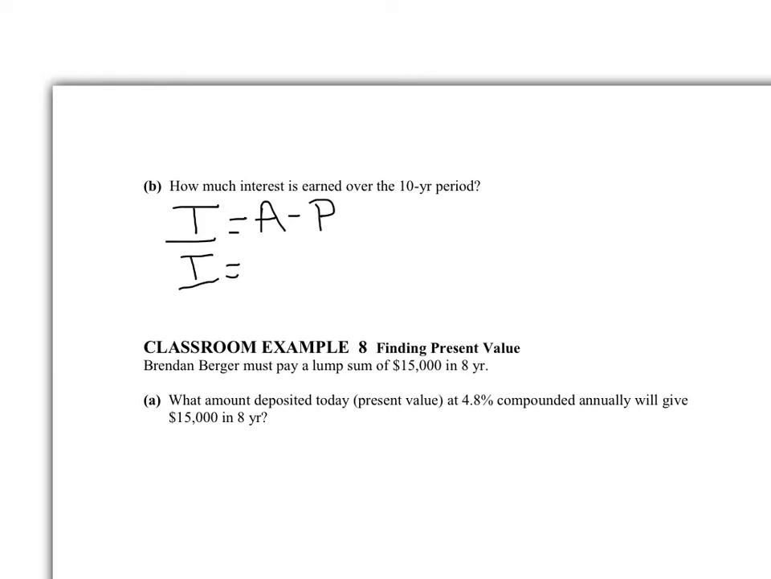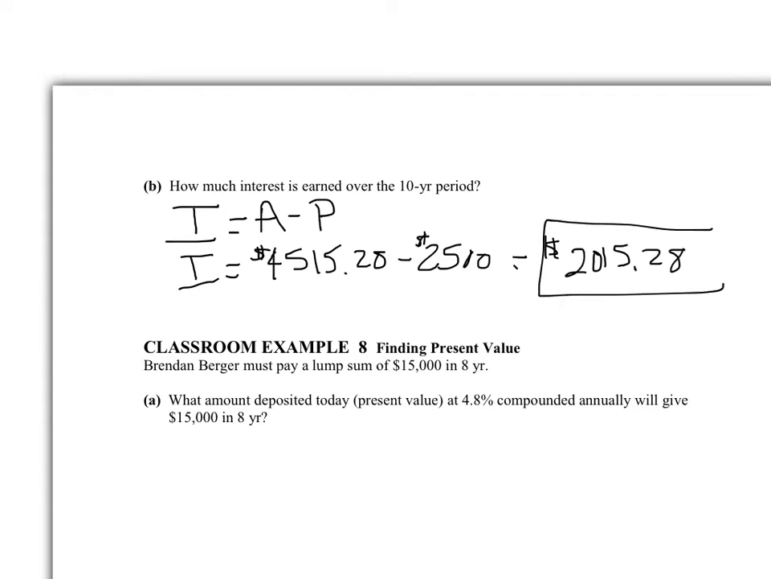So the final amount we just came up with was $4,515.28. And we're going to subtract the $2,500 that we started with, and what we end up with would mean there was $2,015.28 earned in interest. So our money almost doubled in 10 years when we had a 6% interest rate compounded semi-annually.